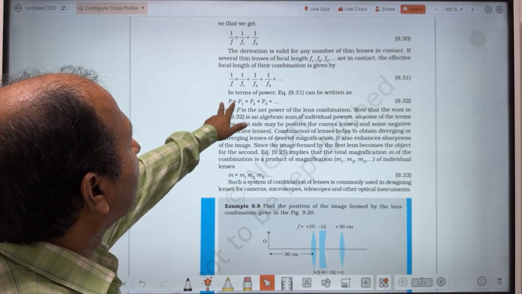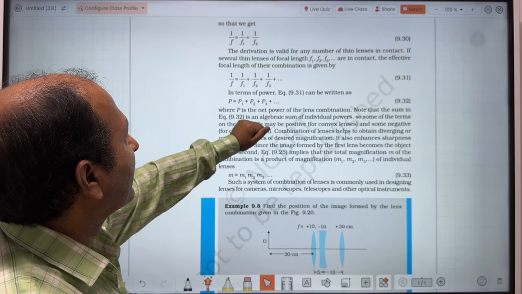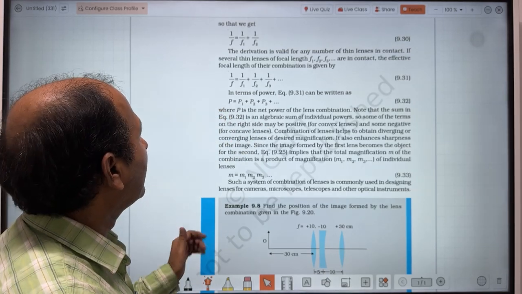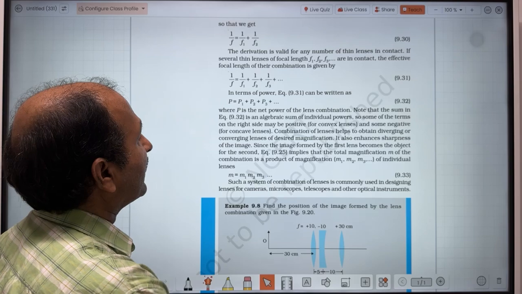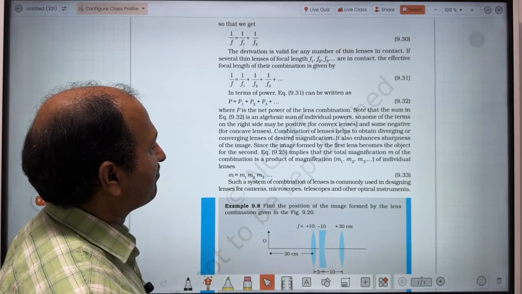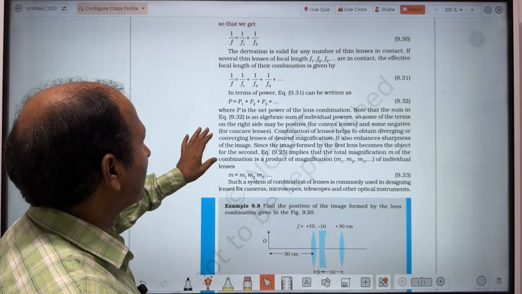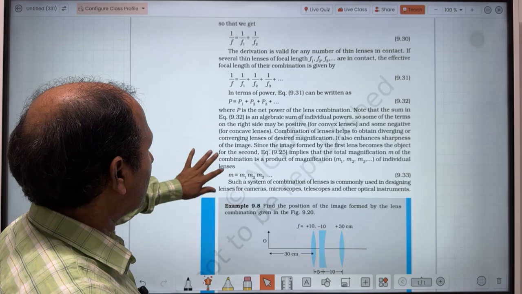Keep in mind, if we are calculating power, we are adding. But if we are finding magnification, then it will get multiplied. This is a very important concept. Don't get confused between the two.